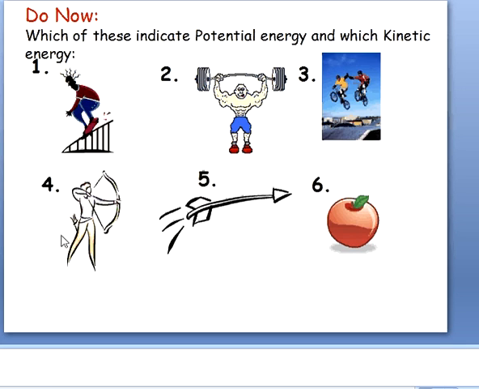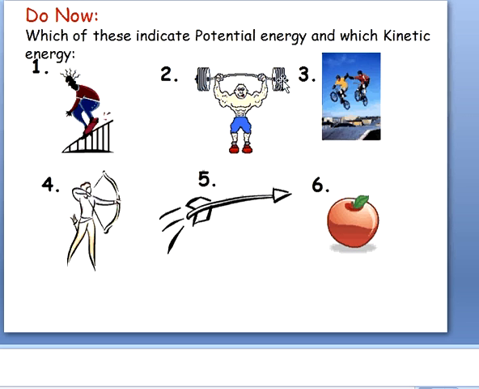Okay, so go through and see what comes to mind when you look at these pictures, whether they indicate potential or kinetic. So how about number 1? Moving, a skateboard down a ramp or something. So that would be kinetic.